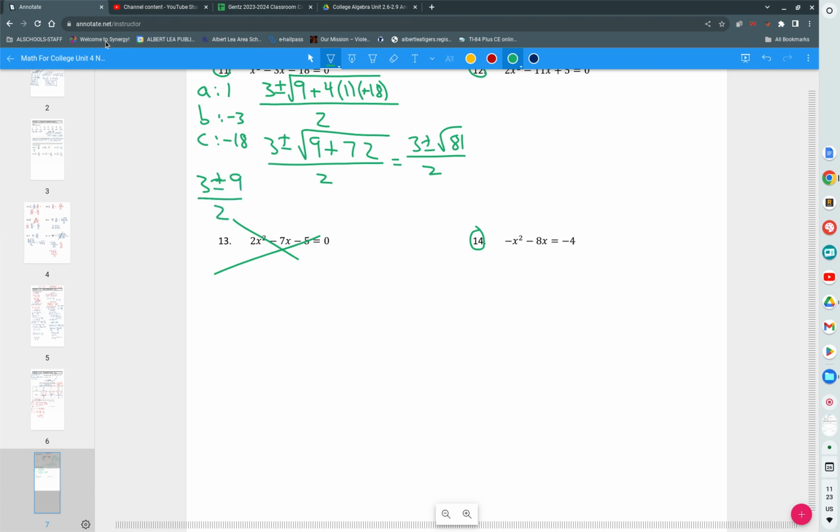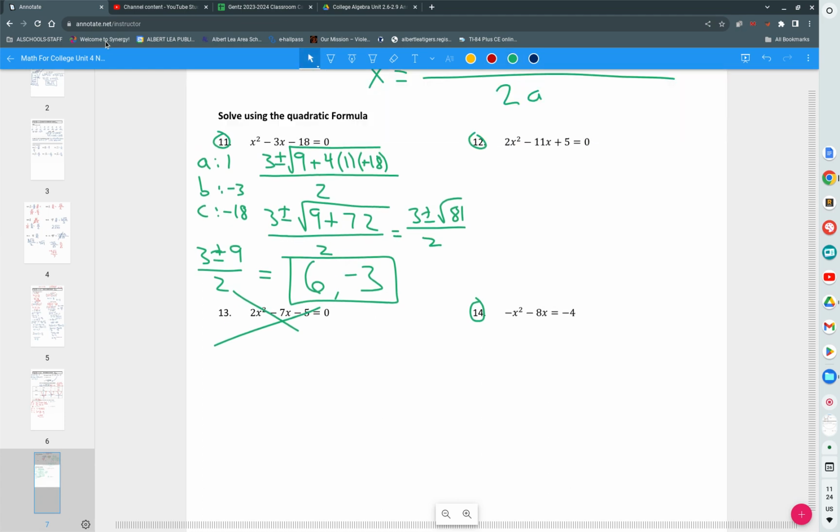And I'm now going to find my 2 solutions. I first do 3 plus 9, which is 12, divided by 2 is 6. So 6 is one of the solutions. My other solution is 3 minus 9, which is negative 6. And negative 6 divided by 2 is negative 3. So I have 6 and negative 3 as my two solutions. Okay? It figured it out for me. Little bit of work to it, right?